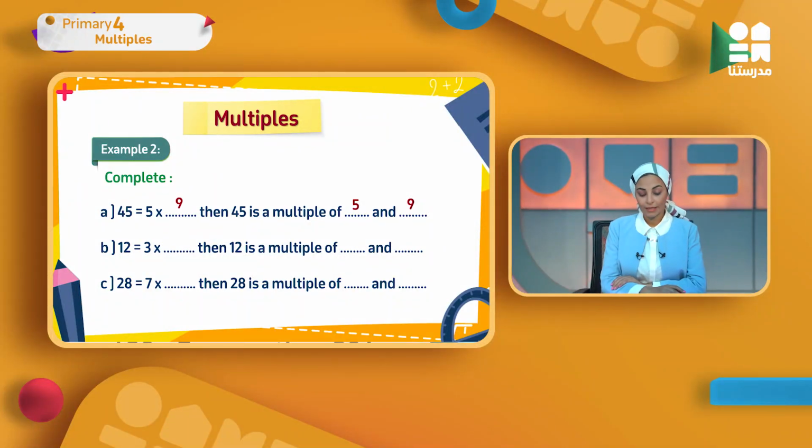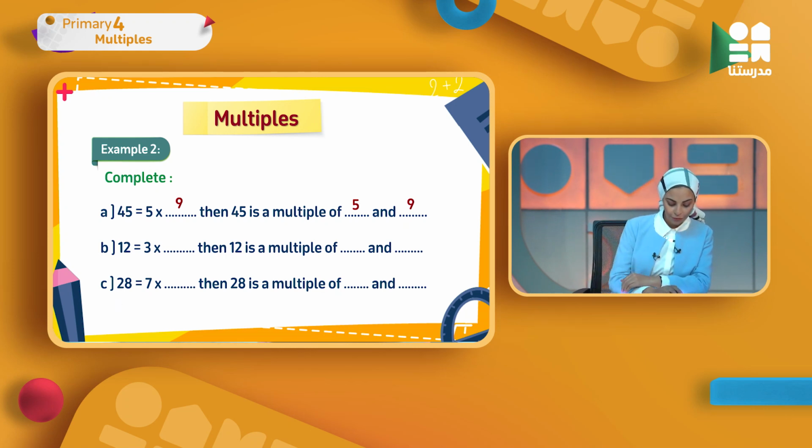Okay, here 12 equals 3 times what? Who can tell me? 3 times what gives me 12? Yes, 3 times 4 gives me 12. That means 12 is a multiple of 3 and 12 is also a multiple of 4.